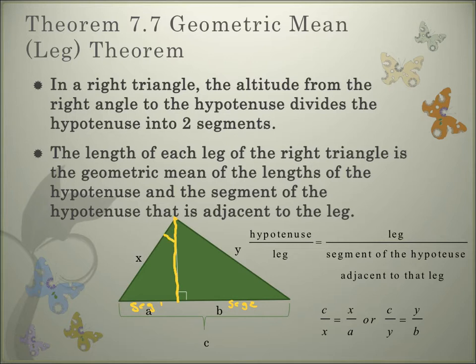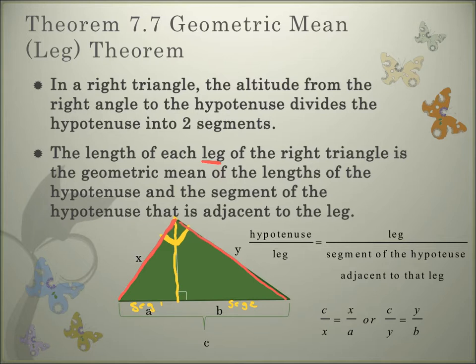Now remember, we're talking about this big right triangle. We're always talking about the big one here. X and Y are the legs of the big triangle. Because you might be like, wait, which triangle, which legs? We're always talking about the big triangle. So in this case, the legs are the ones that are touching the right angle. Remember, it's X and Y that are touching the right angle. The length of each leg of the right triangle is the geometric mean of the length of the hypotenuse and the segment of the hypotenuse that is adjacent to the leg.